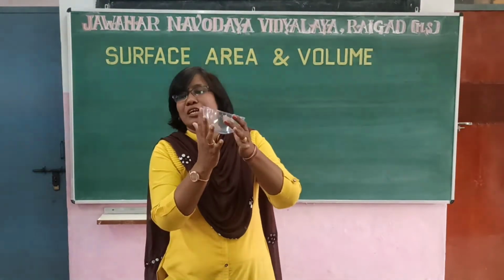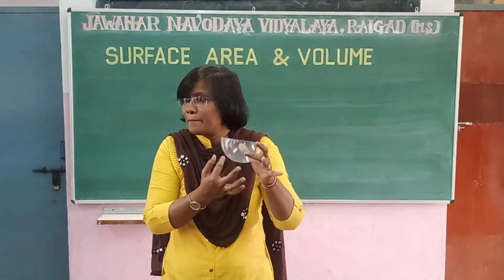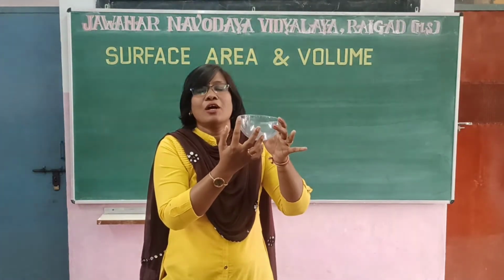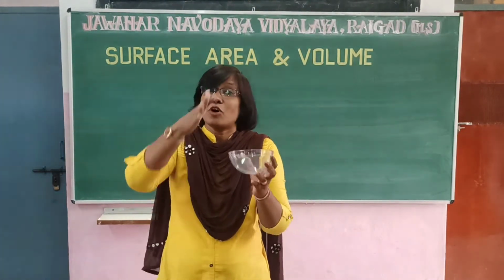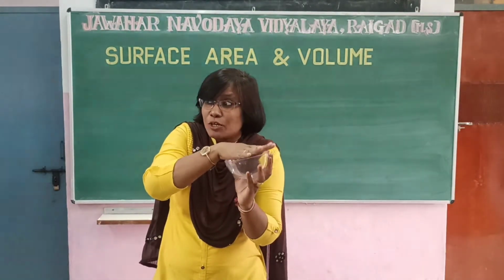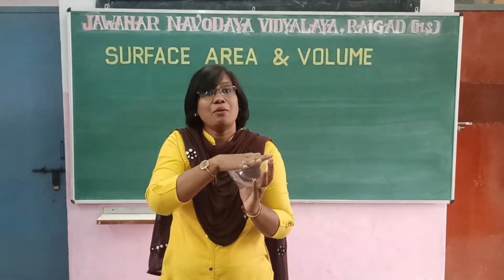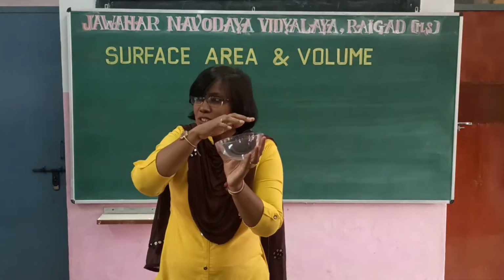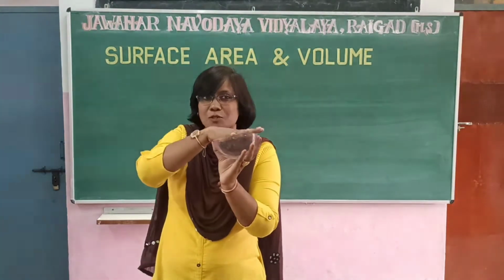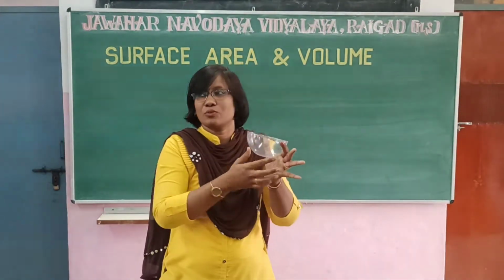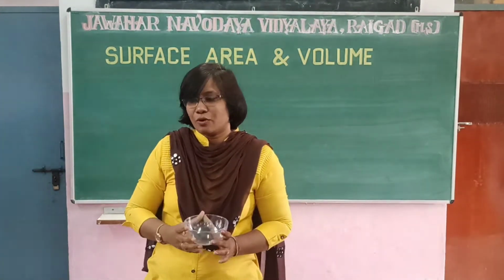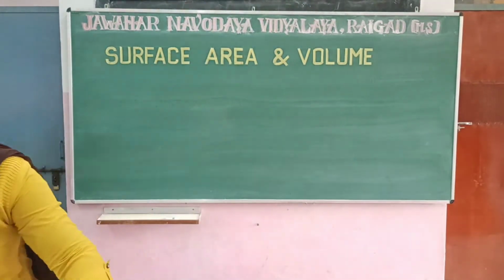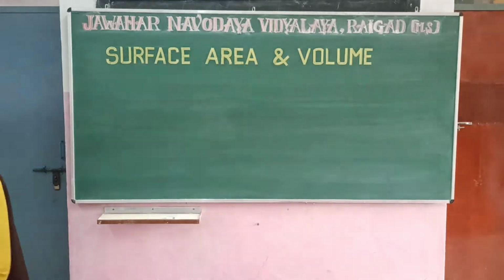For this hemisphere, the curved surface area will be 2 pi r square. For that solid laddu type figure, it will be 3 pi r square. This is also a circular region, right? So this pi r square plus this 2 pi r square becomes 3 pi r square. Okay? Now let us see who is the next participant.